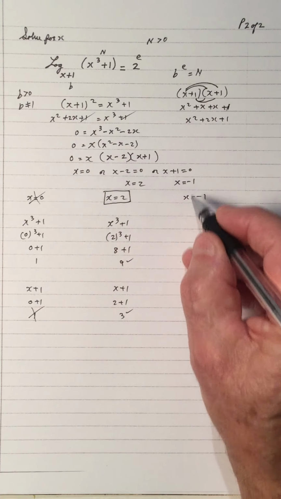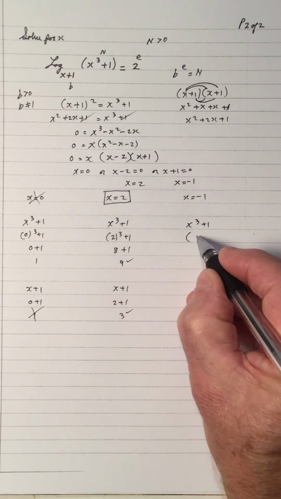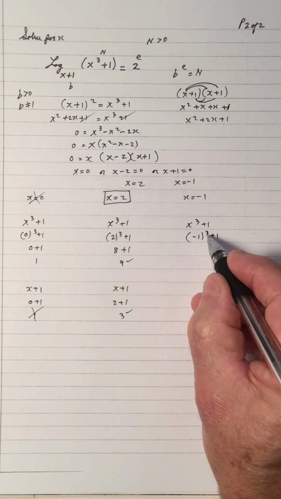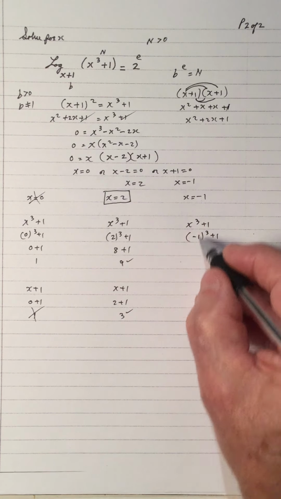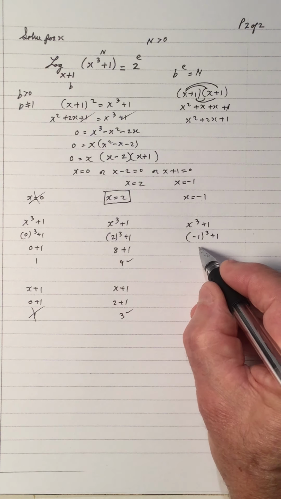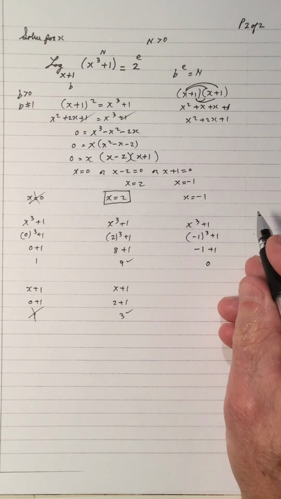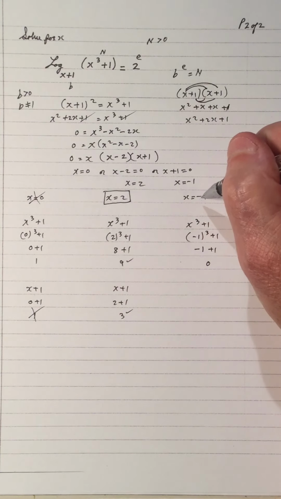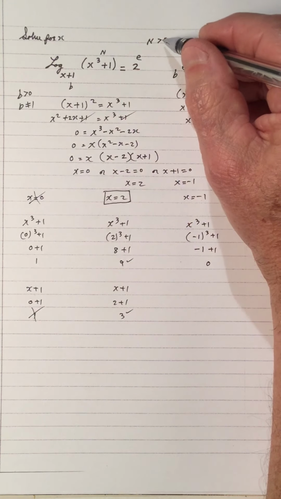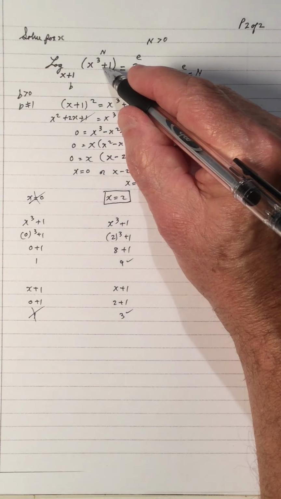Let's try negative 1. So let's go x cubed plus 1. This is negative 1 cubed. x is negative 1, so negative 1 cubed is negative 1 times negative 1 times negative 1, which is negative 1, plus 1 is 0. So what happens when x is negative 1? This number becomes 0, but this number has to be greater than 0. So we can't use negative 1.